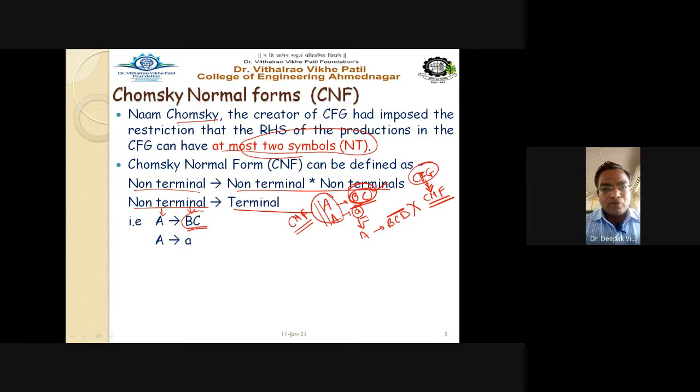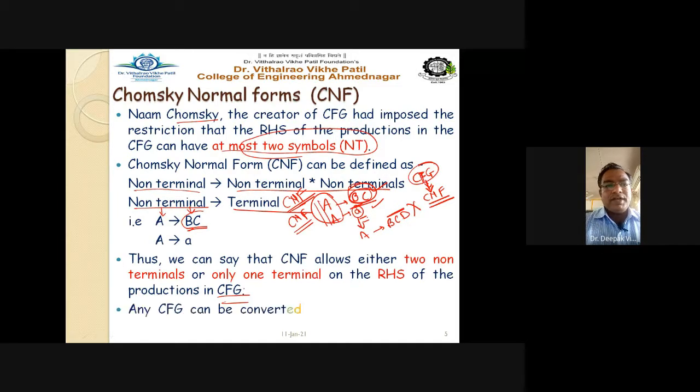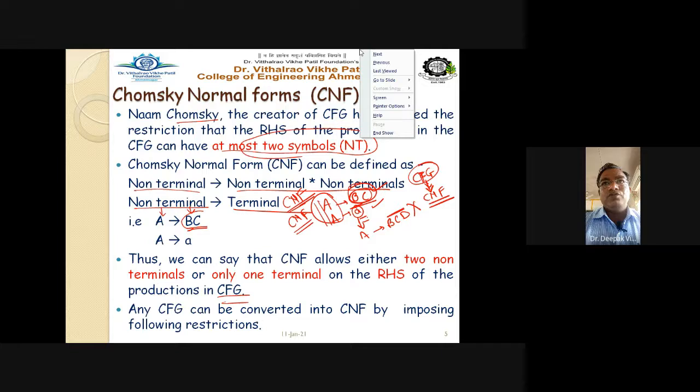So if the grammar follows this rule, we can say that this grammar is in CNF, that is, it is in Chomsky normal form, right? Thus we can say that CNF allows either two non-terminals or only one terminal on the RHS of the productions in the CFG, that is context-free grammar. Any context-free grammar can be converted into CNF by imposing the following restriction. Now let us see how to convert the given context-free grammar into the Chomsky normal form, that is CNF.